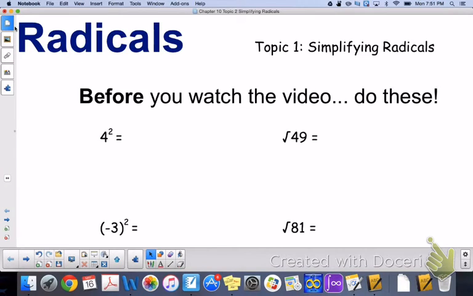Okay, the first page in this notebook, you are supposed to do these before you watch the video. So if you have not done these yet, please pause your video, do these four, and then start it back up.